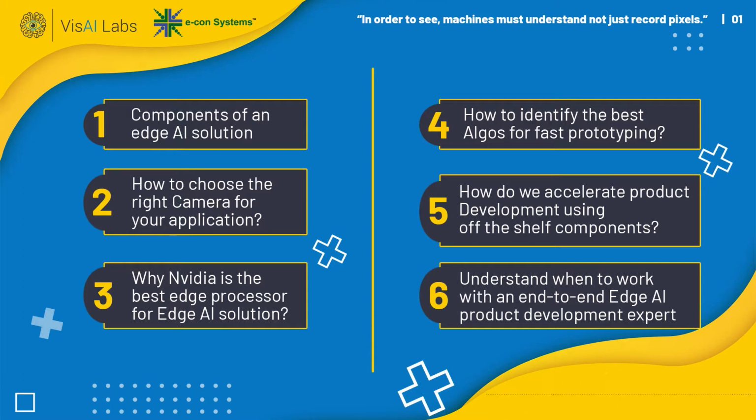Where do you start with your algorithms? So we'll also be touching on that. And how to accelerate. Once you know all these components, and when you start the development, how do you quickly accelerate your development? And when to work with an AI or an edge development expert, how to start your own development, and when you should reach out to experts. So we'll cover all this, maybe not in this particular order, but I hope at the end of this webinar, you will have answers to all these 6 questions.